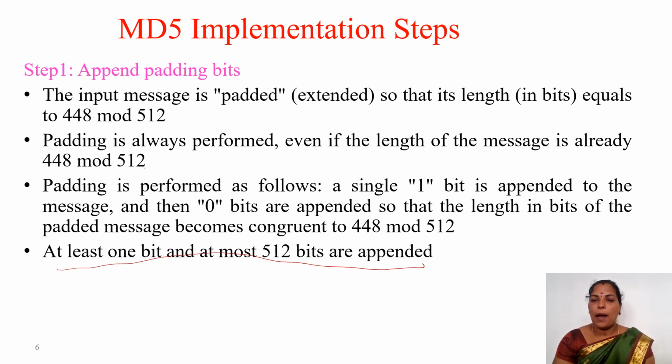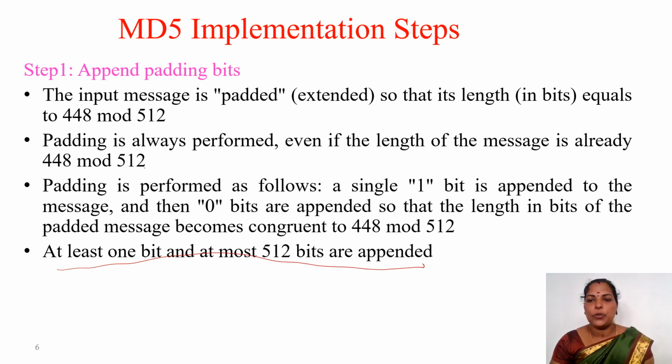So we always have to append the padding bits. Suppose the message is of size 448 mod 512, we still have to append bits. But how many bits we append is, at least 1 bit, and at most 512 bits are appended. This is step 1, that is, appending the padding bits.